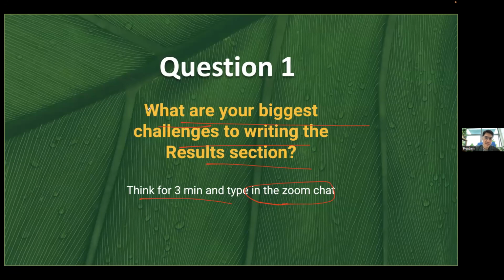Thanks, Lau, for saying that the challenge has been performing analysis. That's, as I said, something we should discuss in another workshop, how to do that. Statistics is not easy, and I've been doing it for many years, but again, that requires another training session. But don't worry, it can be done.